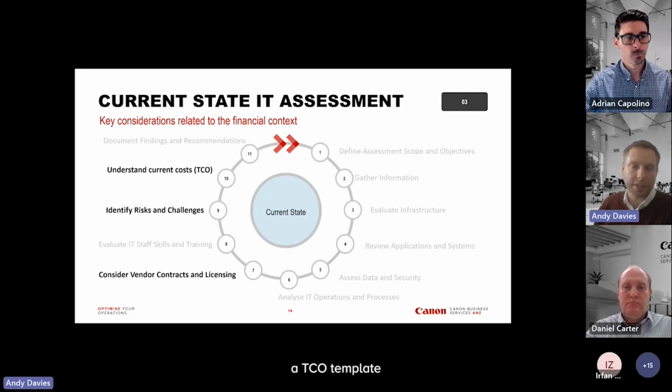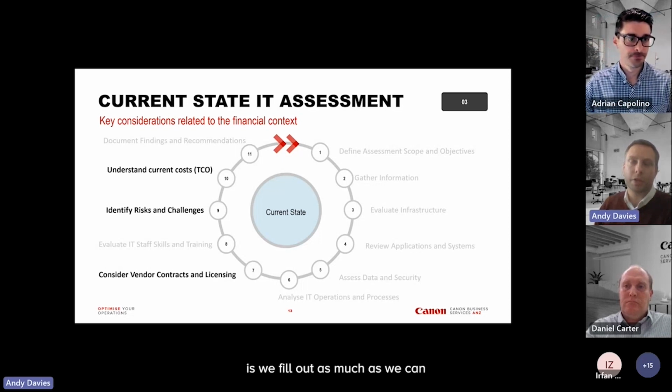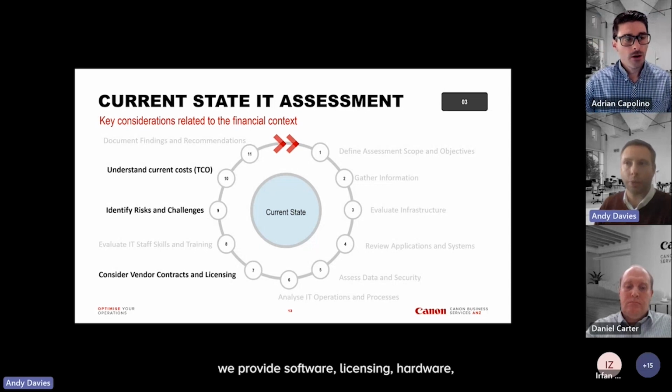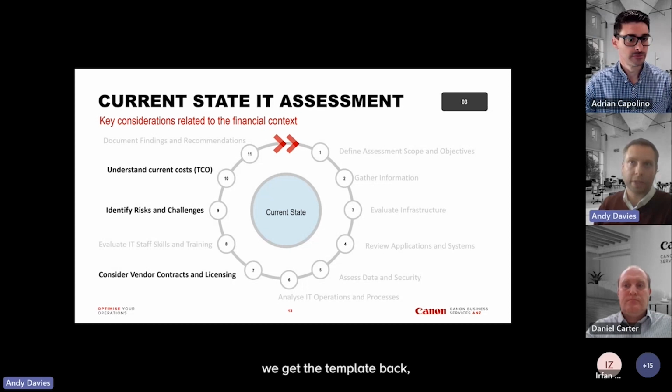Yeah, sure. Generally, depending on the relationship with the customer, we normally have a TCO template that we provide to our customers. If they're a managed customer, we fill out as much as we can from what we know. Generally we provide software licensing, hardware, and the like. The understanding then is that the business will go off and engage with whoever is managing the budgets to complete the rest. Once we get the template back, we can analyze that to get a full understanding of what those total costs are.